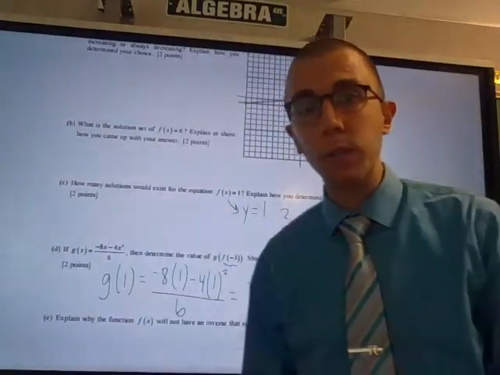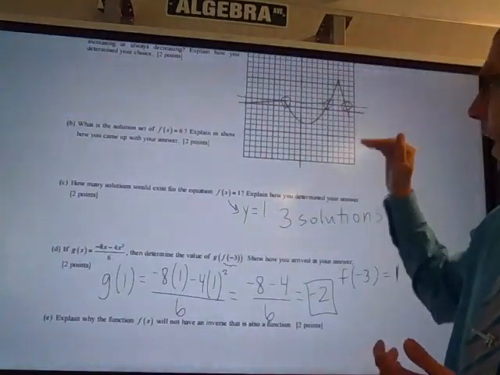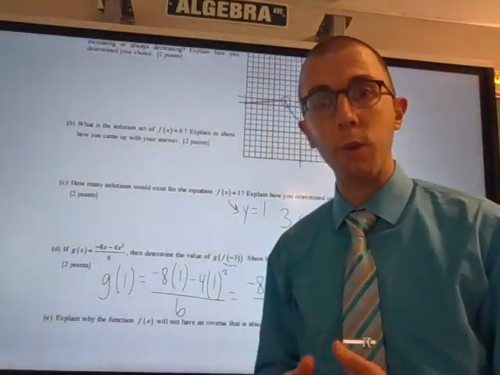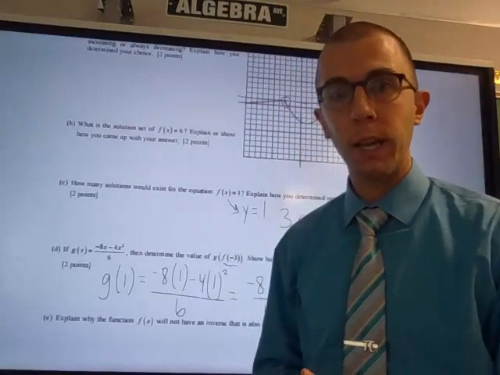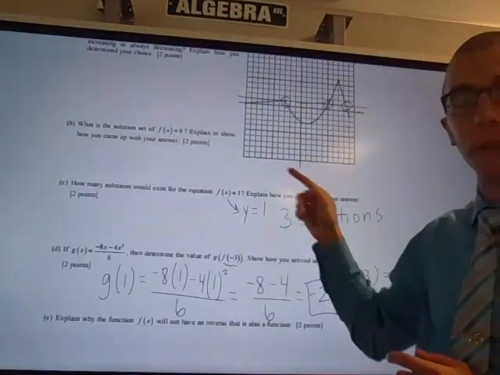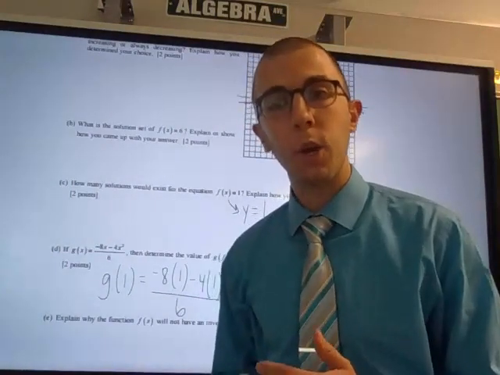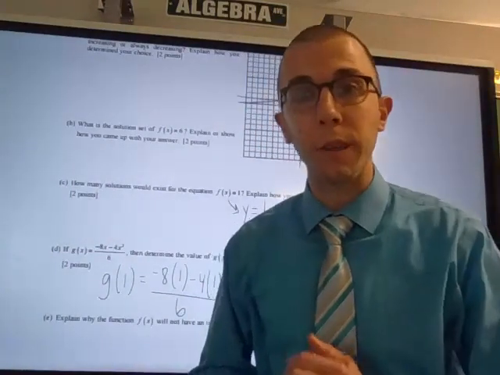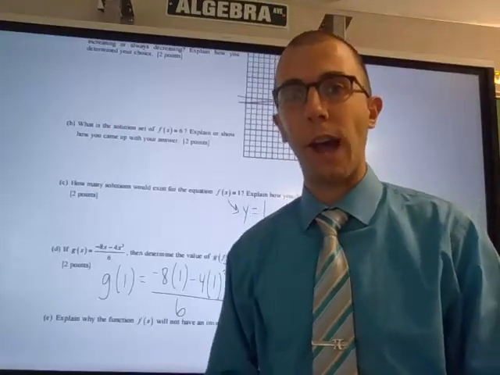f of x is not 1-to-1 because it fails the horizontal line test. That means there are many places where outputs are repeated. There are many x values for which the outputs are repeated. For that reason, this function is not 1-to-1, which tells me that my inverse will not be a function, because f of x is not 1-to-1.